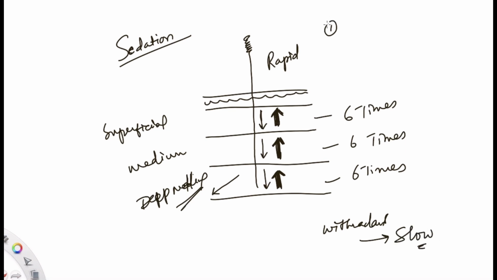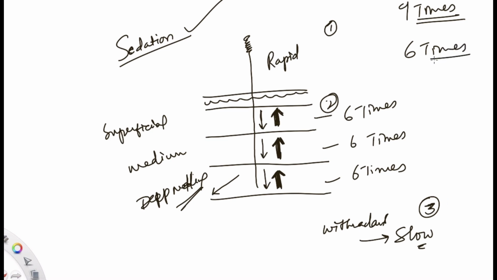Okay, so that's the first, second and third. All these 3 combined will give you a sedation effect. So remember that in tonification it is 9 times at each level, the thrust and the lifting after the insertion of the needle inside the body, and in sedation at each level it should be 6 times.